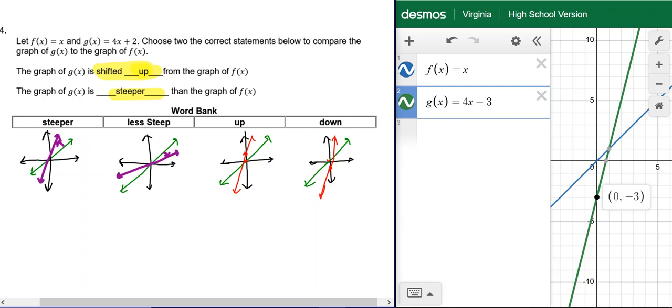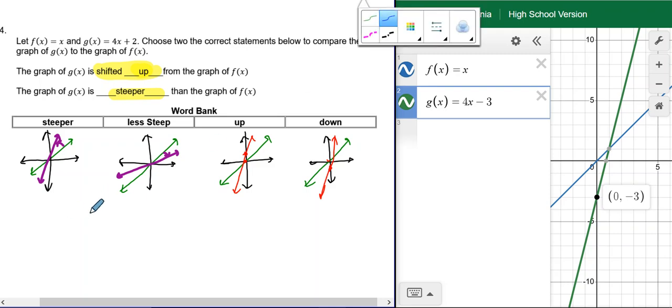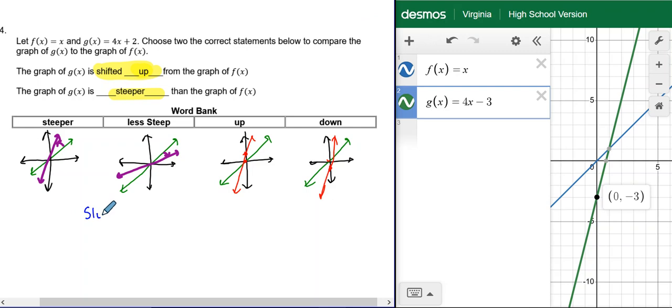There is another thing that I wanted to tell you about steeper and less steep. For steeper and less steep, we always use the value of the slope, the m. For it moving up and down, we look at the y-intercept. So these are two different things we're looking at. Even though these two work together to give you the line, they are completely two different things that we need to look at separately.